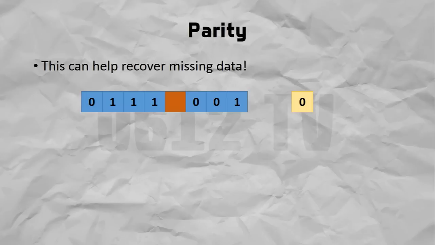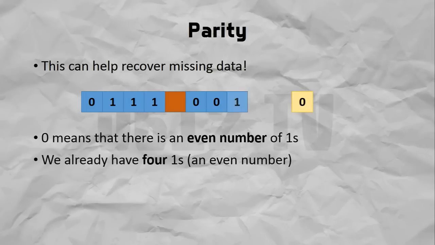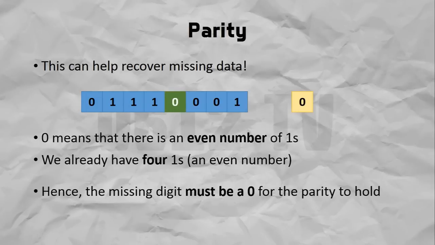Now, why is this useful? Let's say now we have a different string of bits, and one of the bits has actually gotten corrupted. Luckily for us, we do actually have our parity bit. Now, since it's 0, we know that there is an even number of ones. We count the ones that we have already received, and we realize that we already have an even number of ones. What this means is, the remaining digit must be 0. If it's 1, we break the parity, so it must be 0. So yeah, that's how you can actually use a parity bit to try and recover missing data.